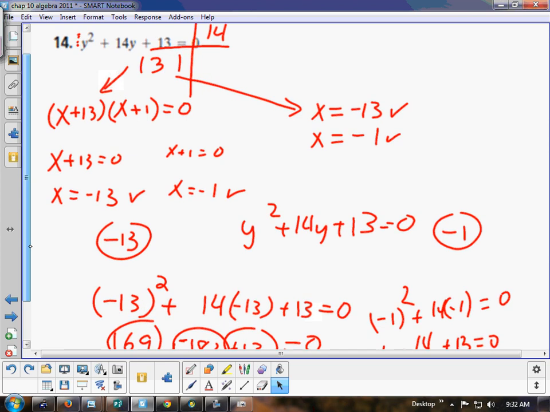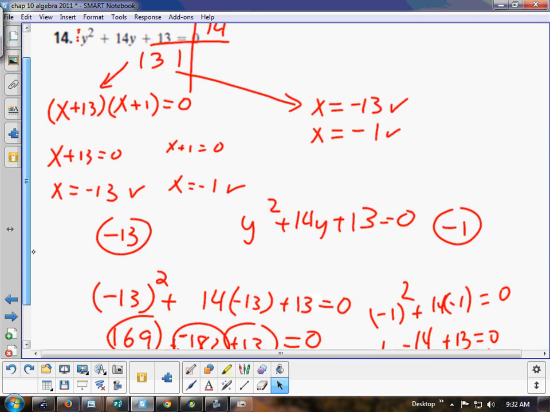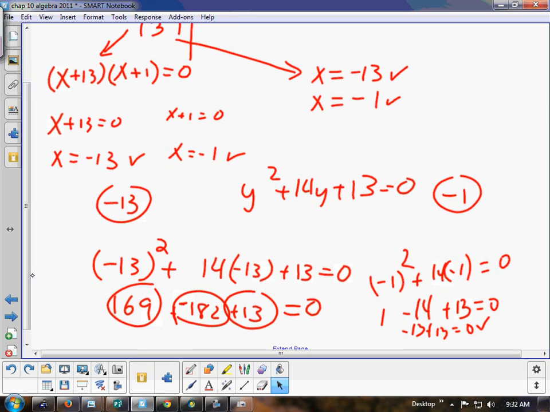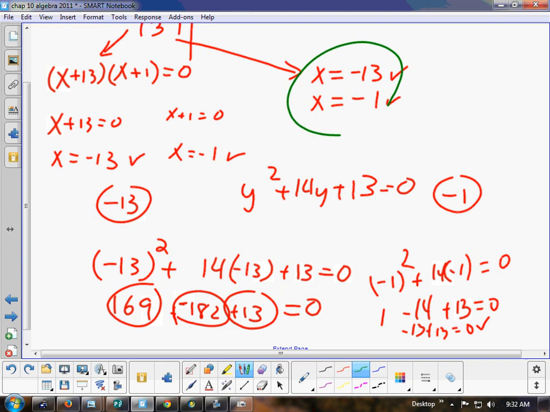Okay, so this is by factoring. We learned how to do this one. Okay, again, if you did the quadratic formula on this, you would get negative 13 and negative 1. Make sure you mark what your answer is somewhere on your paper. It's negative 13 and negative 1. So this should be somewhere on your paper. Be careful. Question, yes.